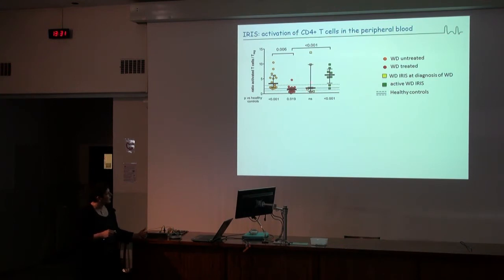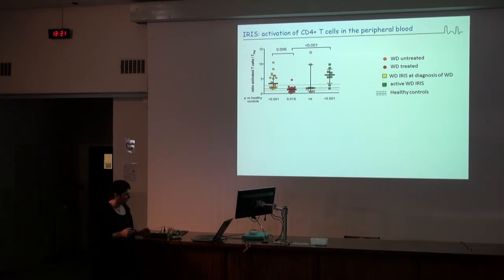You see that they have relatively low levels of activation of the T cells before the start of treatment for lupus disease, but the activation rises dramatically after the initiation of treatment for lupus disease. And it rises to levels which are really higher than normal controls. So this reconstitution of the T cell compartment is really a risk factor for the development of IRIS.